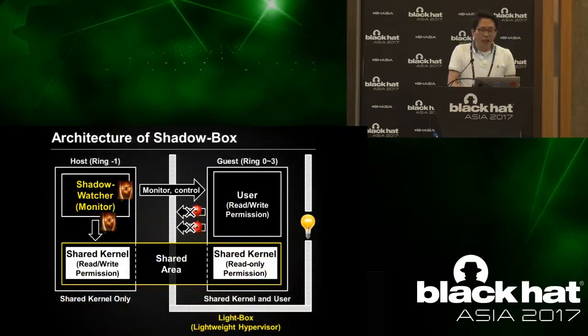This is the detailed architecture of Shadowbox. First, Lightbox, a lightweight hypervisor, creates a guest which runs the operating system in it. And next, Lightbox creates a host which shares the kernel with the guest. Conceptually, Lightbox sets different permissions between the guest kernel and the host kernel. Most of the guest kernel is set read-only permission, but the host kernel is set read and write permission.